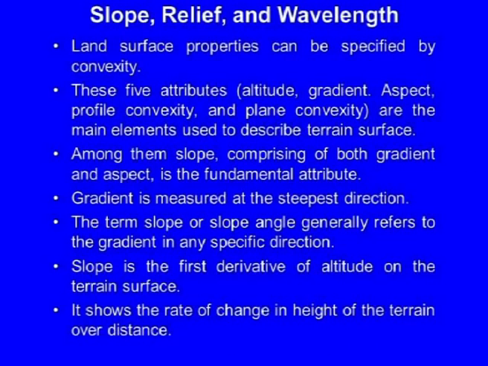Land surface properties can be specified by convexity. These five attributes, that is altitude, gradient, aspect, profile convexity and plane convexity, are the main elements used to describe the terrain surface. Amongst them, slope, comprising both gradient and aspect, is the fundamental attribute. Gradient is measured in the steepest direction. The term slope or slope angle generally refers to the gradient in any specific direction. Slope is the first derivative of altitude on the terrain surface. It shows the rate of change in height of the terrain over a given distance.